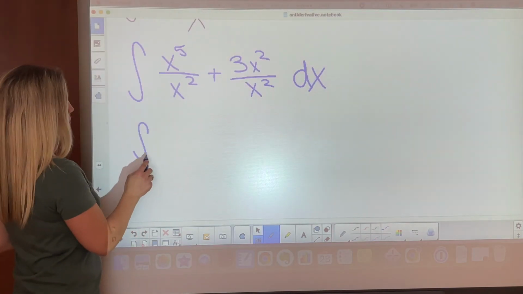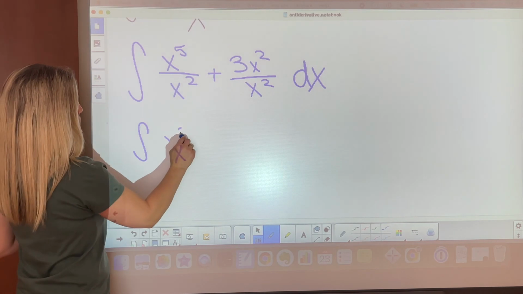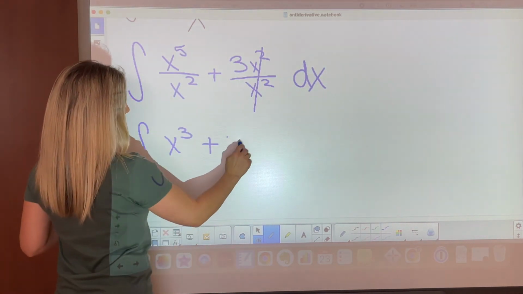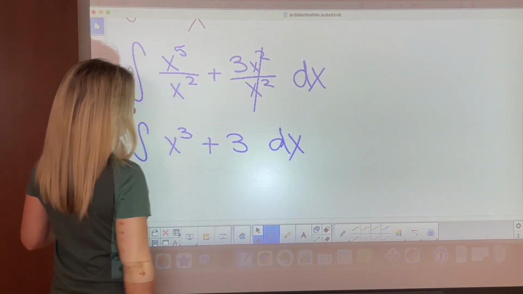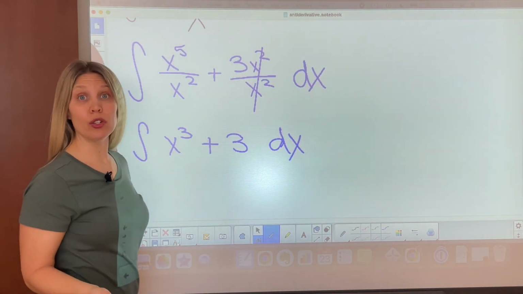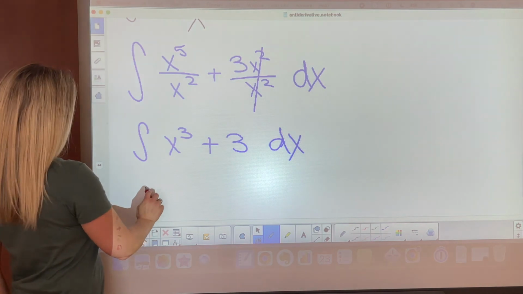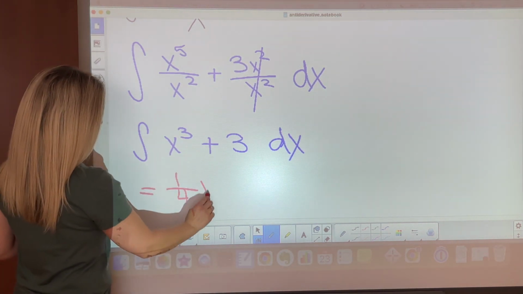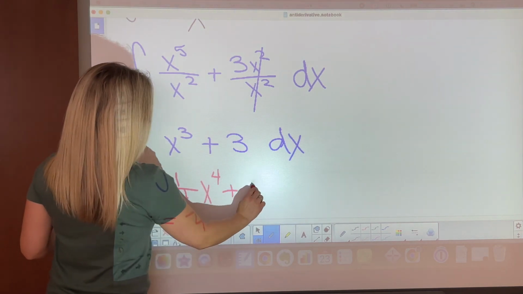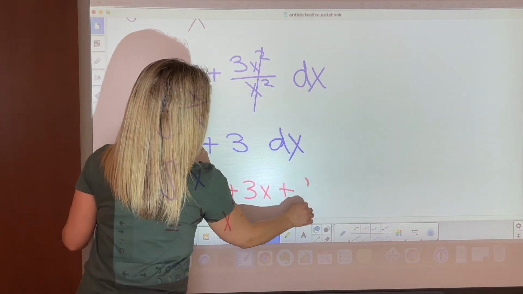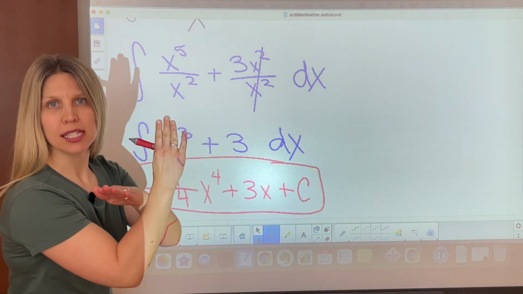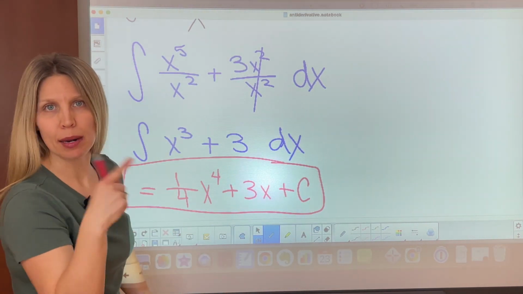So now all I have to do is go through and simplify each of these fractions. So this becomes the integral of x cubed, right? You subtract your exponents, plus these ones just go ahead and cancel out, of dx. Now you can go ahead and use your integration rules. So now we'll have 1 over, you add 1 to that exponent, plus 3x plus c. Remember your plus c. It's got to be there.